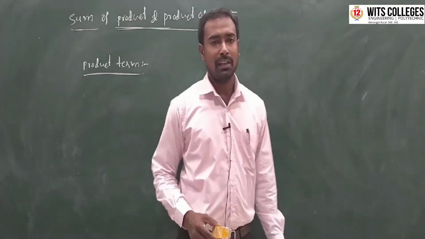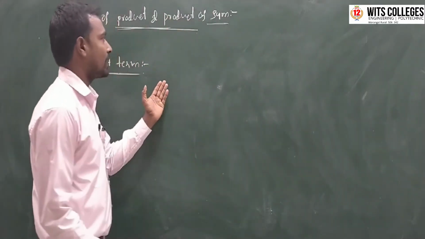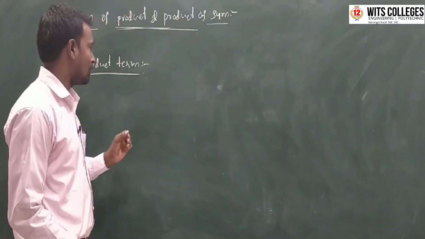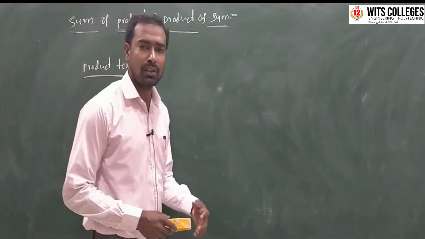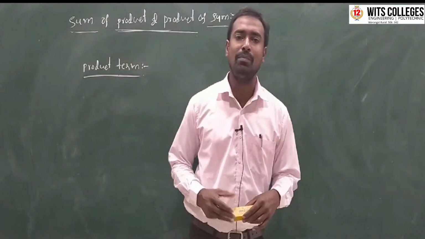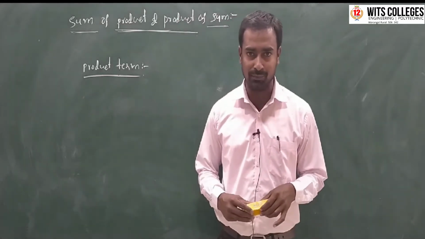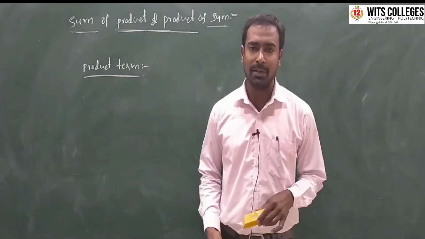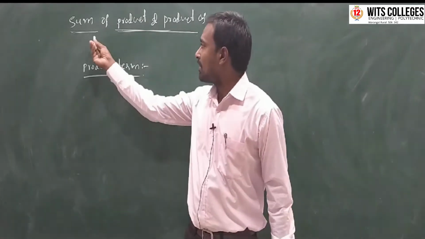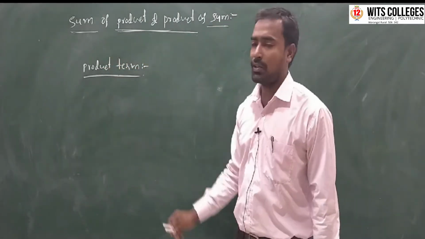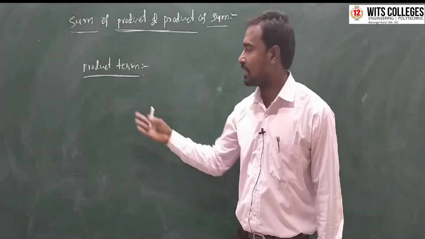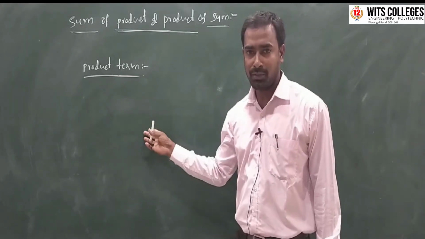Here today my topic is sum of products and product of sums. These sum of products and product of sums are used in Boolean algebra to simplify the Boolean expression. Before going to sum of products and product of sums, here we have the terms, that is product term and sum term.